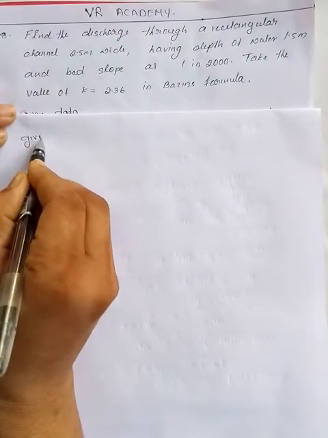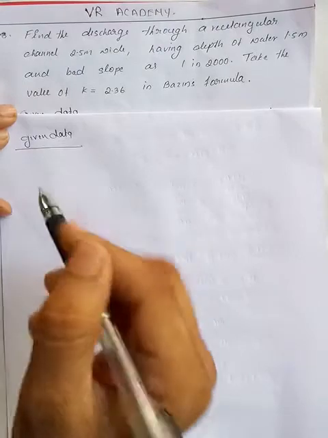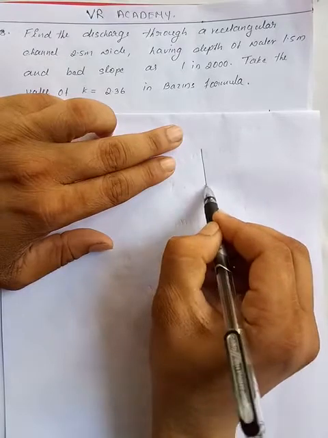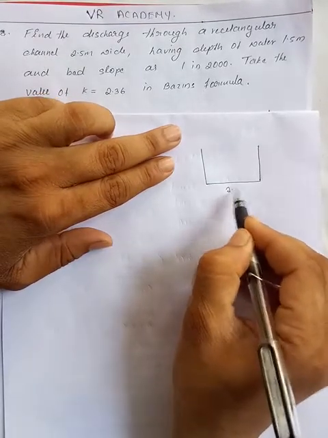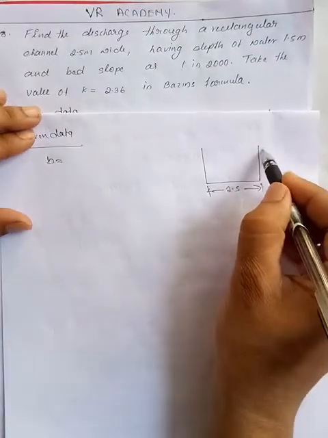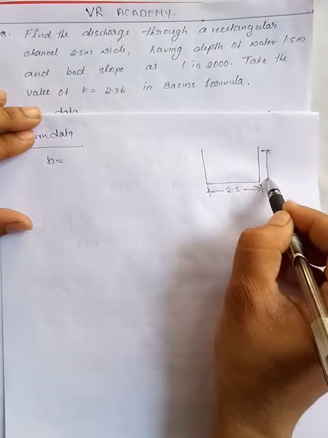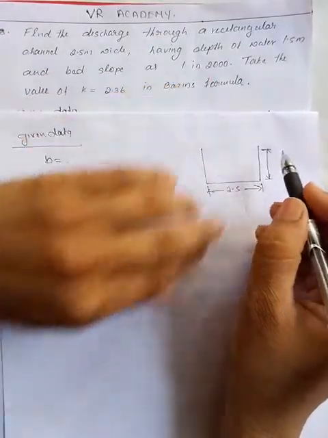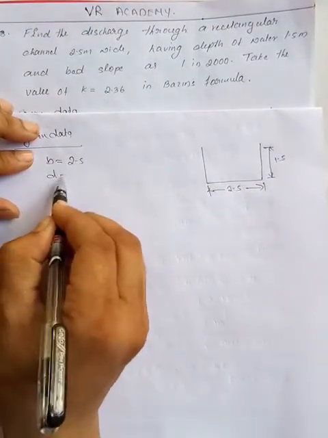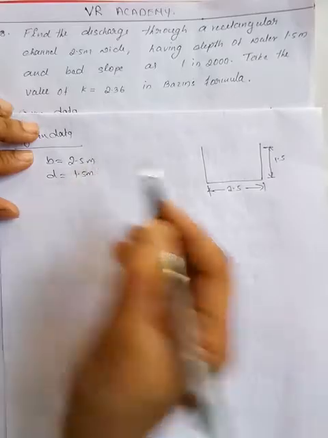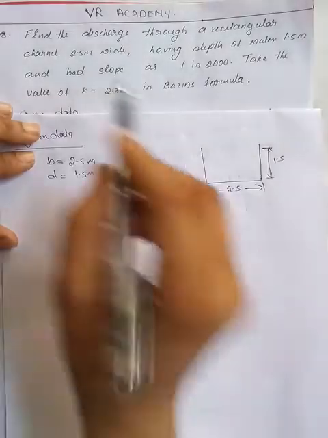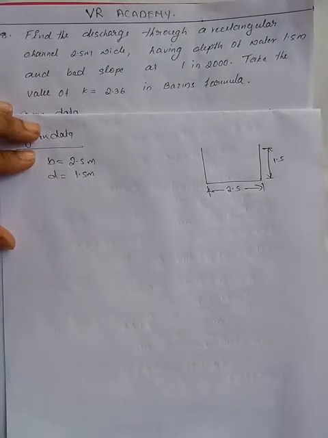The given data: B is equal to the width of the rectangular channel, B is equal to 2.5 meter. The width of the channel is 2.5 meter, and depth of the channel D is equal to 1.5 meter. B is equal to 2.5 meter and depth of the channel is equal to 1.5 meter. Bed slope is 1 in 2000.